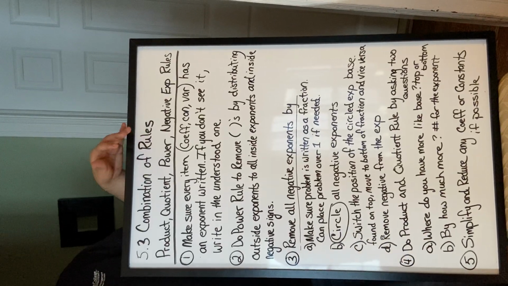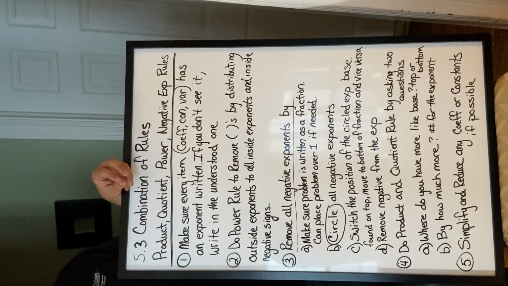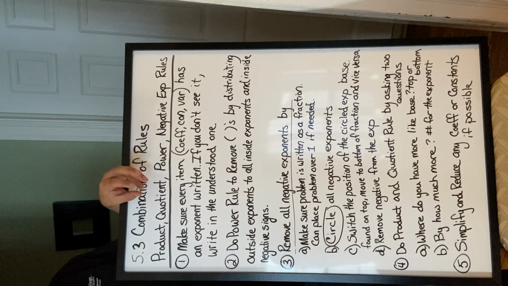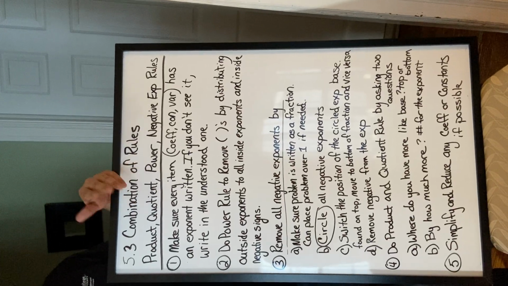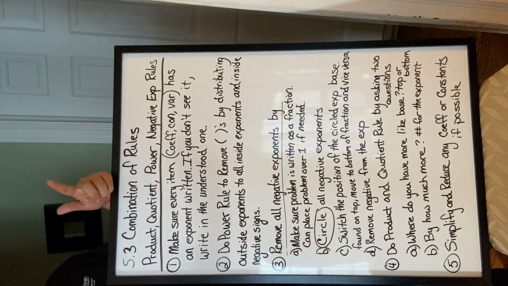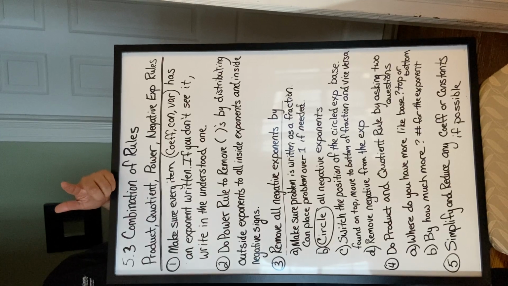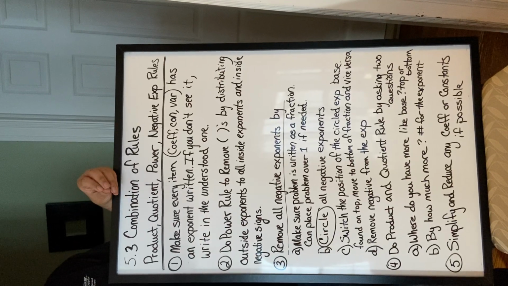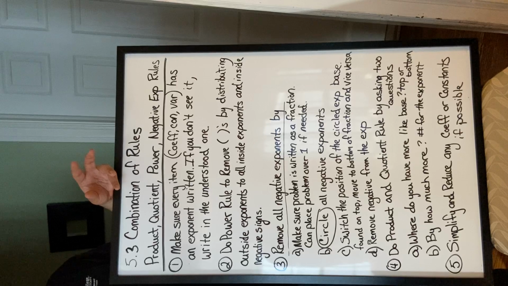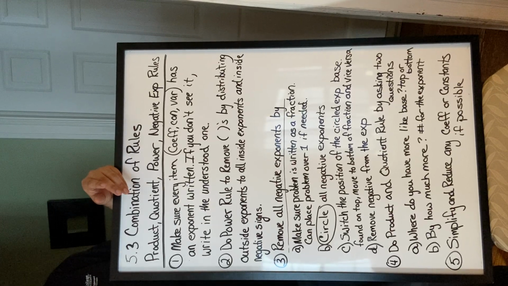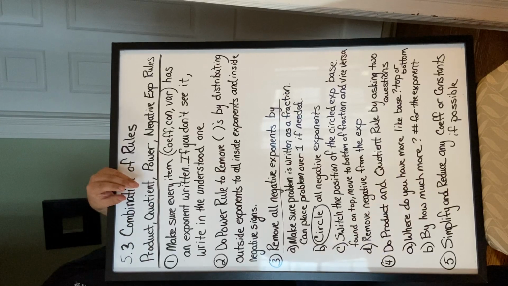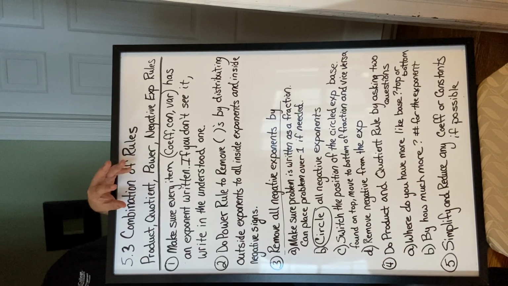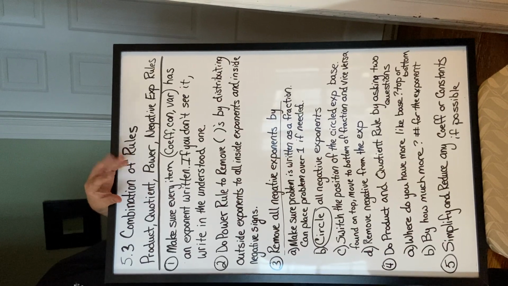Step 4, this is where we do the product and quotient rule. We're going to do it together. With the product and quotient rule, I said always ask the two questions. Where do you have more of that like base, top or bottom? So that's where we put the base. And then to get the exponent, you ask yourself by how much more. And that's going to be a number for that base. Put it as an exponent. And then finally, if you have any coefficients or constants, try to simplify and reduce if possible.